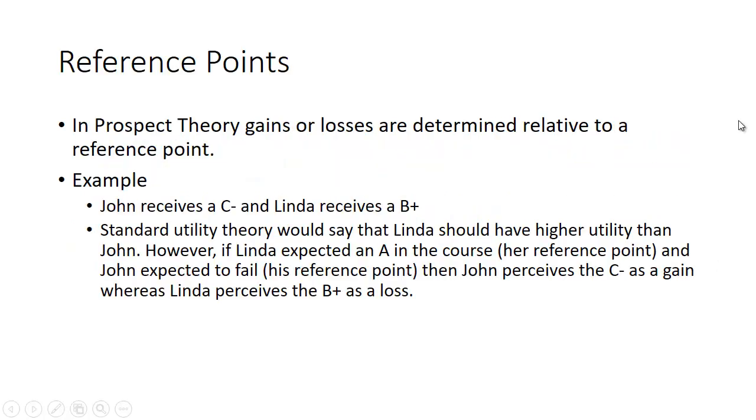What about reference points? Okay, again, in prospect theory, gains or losses are determined relative to a reference point. Let's take a look at a couple of examples here. John receives a C minus and Linda receives a B plus. In standard utility theory, right, Linda should be happier, right? A B plus is clearly a much better grade than a C minus. But if Linda expected an A in the course, her reference point, and John expected to fail the course, his reference point, then John perceives the C minus as a gain, and Linda perceives the B plus as a loss.